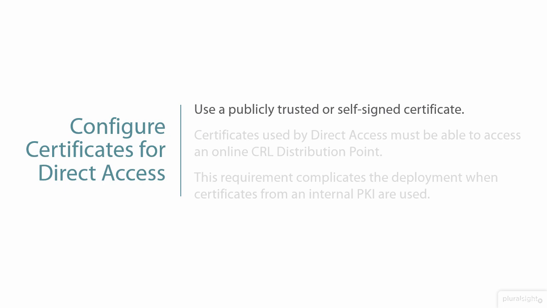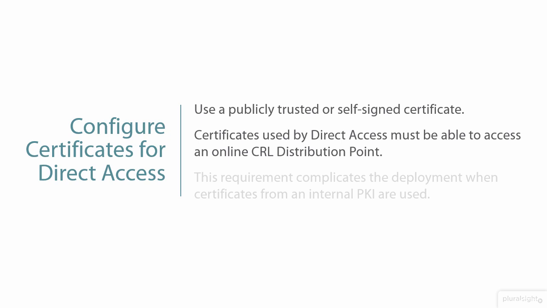Go spend the 20 or 25 bucks to go get yourself a publicly trusted certificate, because that server certificate installed to the Direct Access server itself, number one, has to be installed to the server, number two, has to resolve to the server's external address. And number three, the clients using that certificate have to be able to access an online certificate revocation list distribution point.